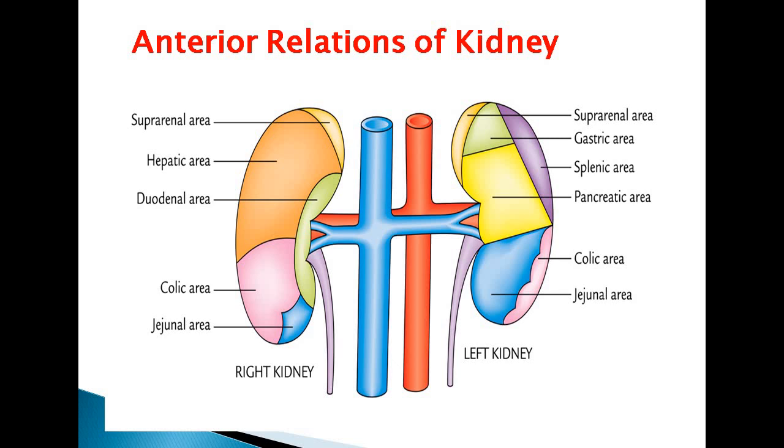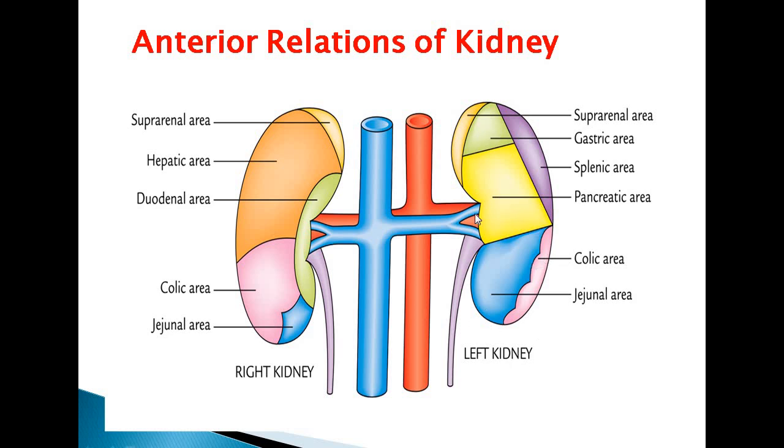A small lateral part of the lower pole is the colic area related with the splenic flexure of colon, and it is non-peritoneal. A large medial jejunal area is peritoneal and is related with the coils of the jejunum. So on the left kidney anteriorly, 3 areas are peritoneal and 3 areas are non-peritoneal. The peritoneal areas are gastric area, splenic area and the jejunal area. The non-peritoneal areas are suprarenal area, pancreatic area and the colic area.